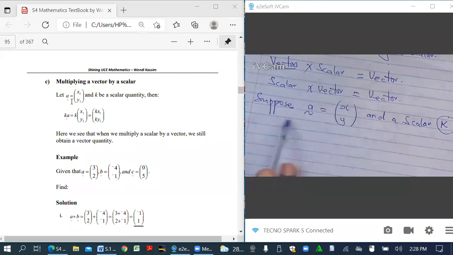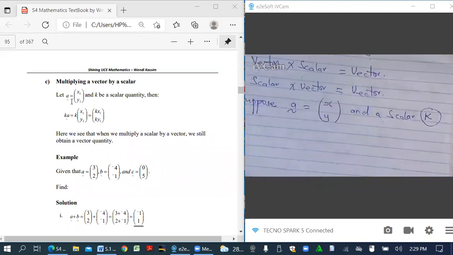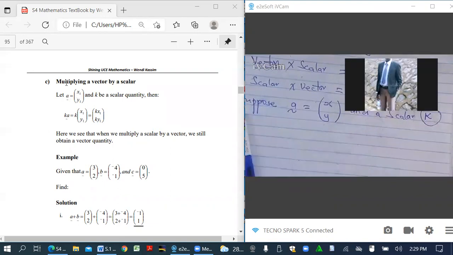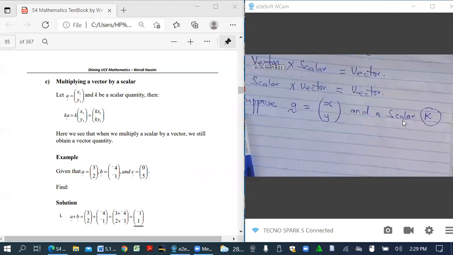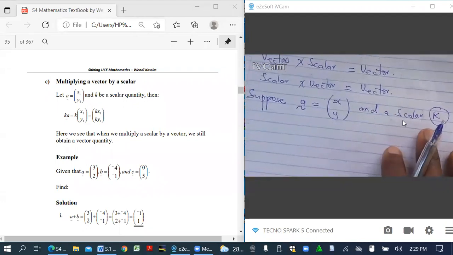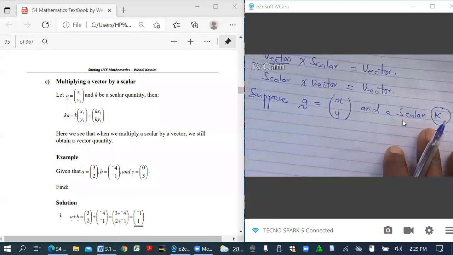We are saying suppose we have a vector A, which is given by X and Y. Then a scalar, which is K. We can use any letter to mean a scalar. We can use letter K, we can use H, we can use a number. All still mean a scalar. Are we together, members? Yes.